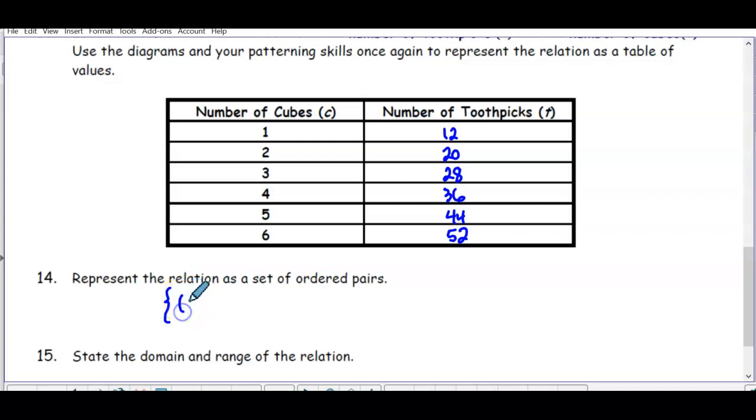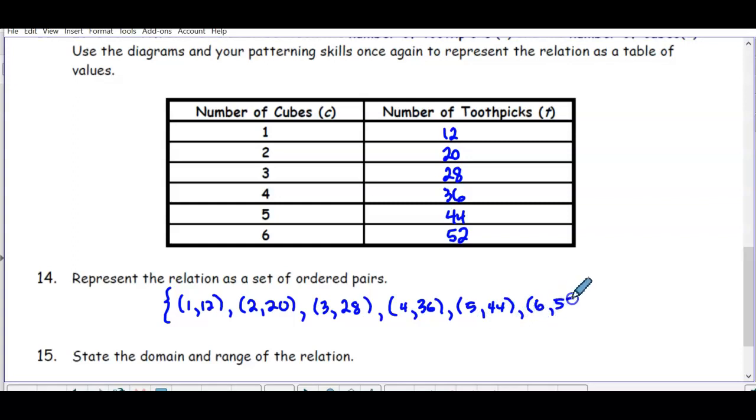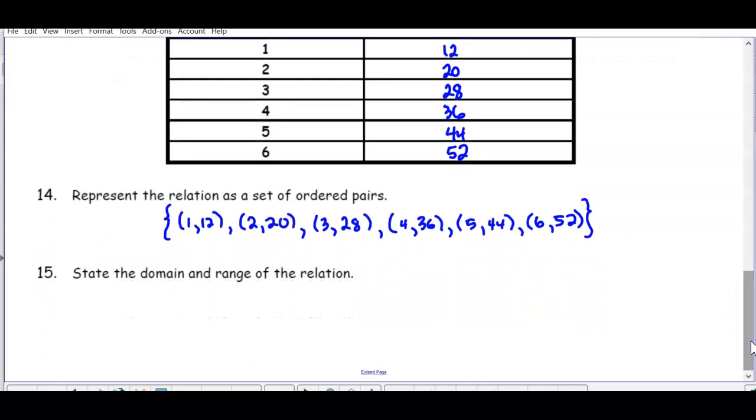So there's your set brackets, (1, 12), (2, 20). Remember, ordered pairs have to have round brackets, okay? Really, I think they're called parentheses. Can't just leave them without. And so we might be a little bit picky about that on a test. If you give me all the ordered pairs but no brackets, you're going to lose half a mark, depending on how many marks the question is. Okay, so be aware of that. Okay, that's the set of ordered pairs that represents the relation.